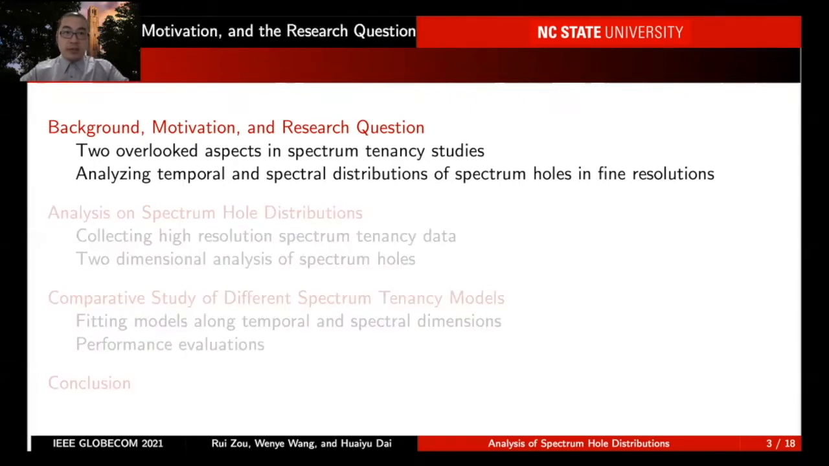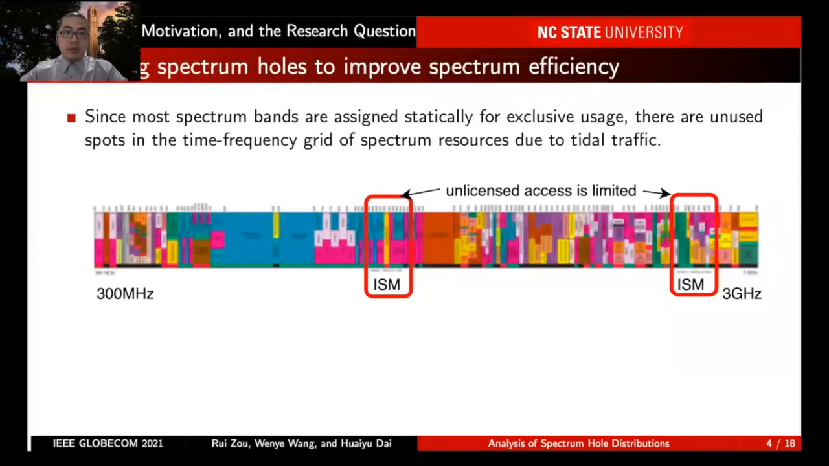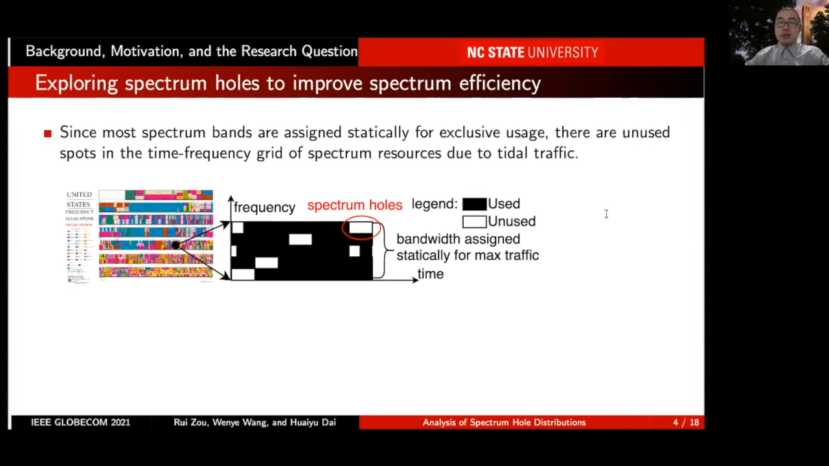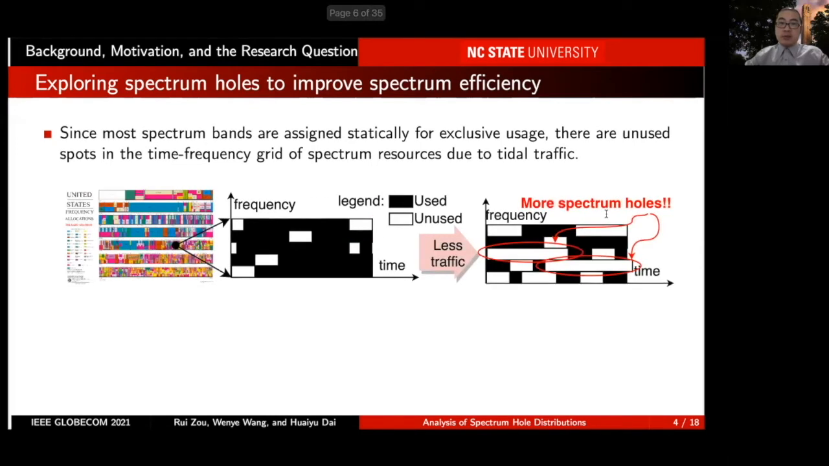In the first section, I will introduce the background of spectrum tenancy analysis and explain two important but still overlooked aspects. Then the research question is proposed. In traditional spectrum management, only a small portion, such as the ISM bands, are provided for non-exclusive usage, as shown in this figure. The rest of the spectrum resources are assigned exclusively, and they are intended to meet the peak requirements. Thus, more spectrum resources will be wasted when traffic becomes less.